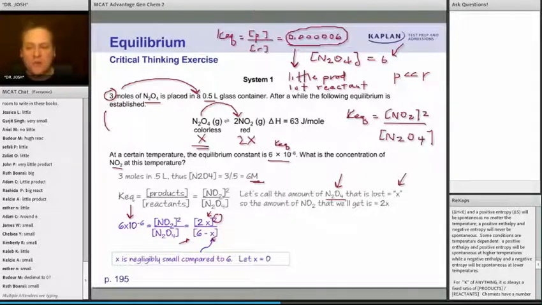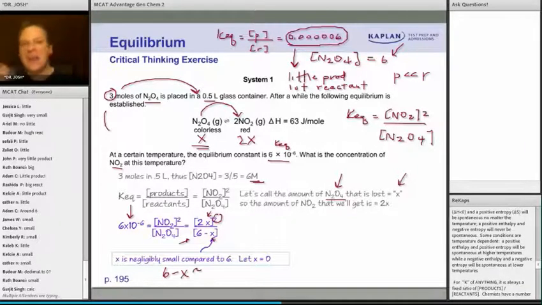It's going to be so small as to not be noticed. So you know what we do? X is so small, let's pretend it doesn't even exist. The number 6 minus X is going to be so close to 6 that there is no reason to leave that X there. Because if you leave that X there, you have to use the quadratic formula.